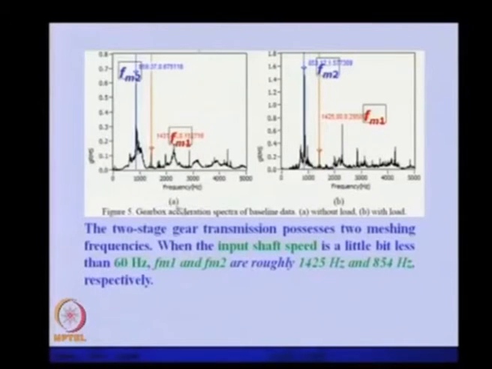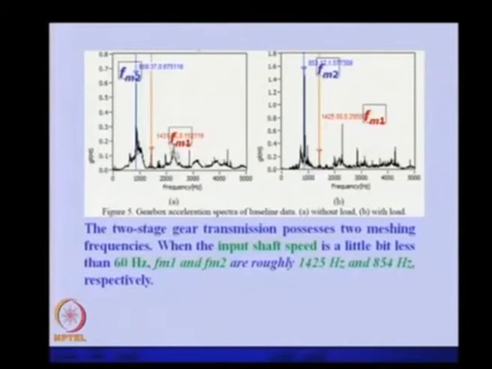So this is a typical signal. This is the gearbox acceleration spectra of baseline data. First is without load and the second one is with load. As pointed out earlier, whatever dynamics is going on at the gear will reflect at the bearing location, because the bearing is mounted on the gearbox. So we can take the signal from there and that will reflect the dynamics of the gear.